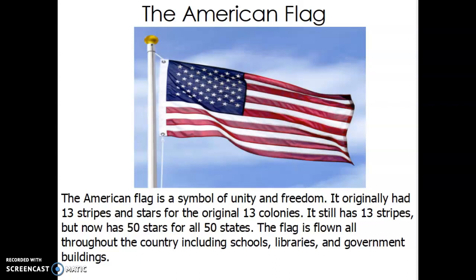It originally had 13 stripes and stars for the original 13 colonies. It still has 13 stripes, but now has 50 stars for all 50 states. The flag is flown all throughout the country, including schools, libraries, and government buildings.